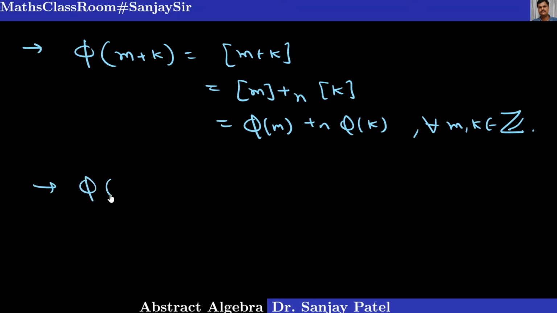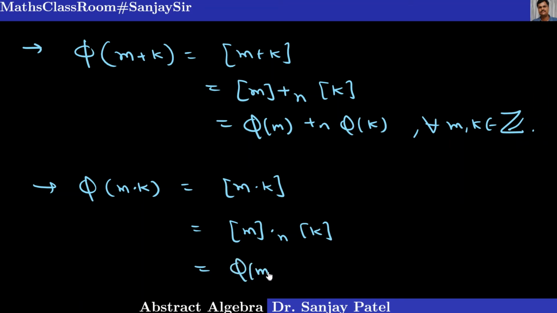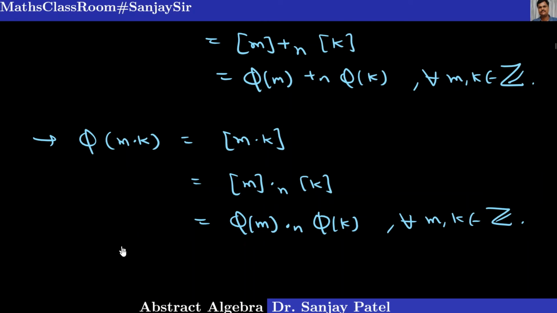Same way, phi of m into k we can write as class m dot k, which can be separated and written as class m dot class k. So this is same as phi of m dot phi of k. Again, this is true for every m and k belonging to Z. So what follows here is phi is a homomorphism. Therefore, phi from the ring Z to the ring Zn is a homomorphism.